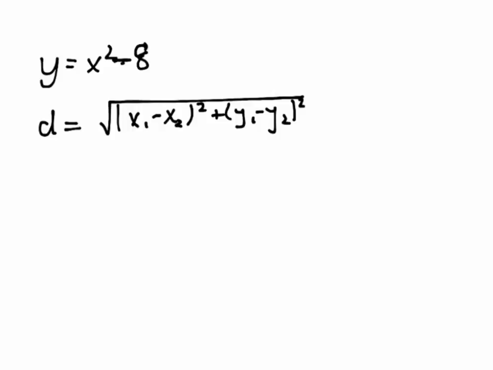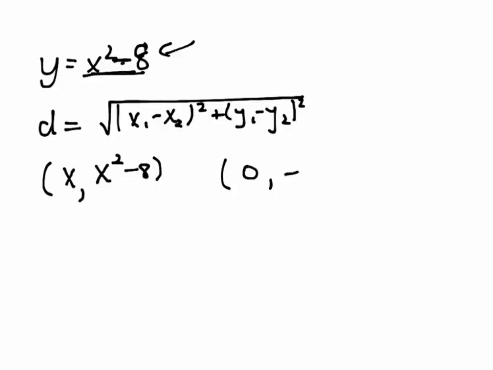Okay, so let's think about this. If we're talking about this parabola here, and we want to name a generic point on that parabola, if you put in an x, this is what's going to come out as your y. So, and this is kind of key here, you could name this coordinate x and then x squared minus 8 as your y value. Hopefully that makes sense to you. The other point that we're trying to find the distance from was 0, negative 1. So let's do it.